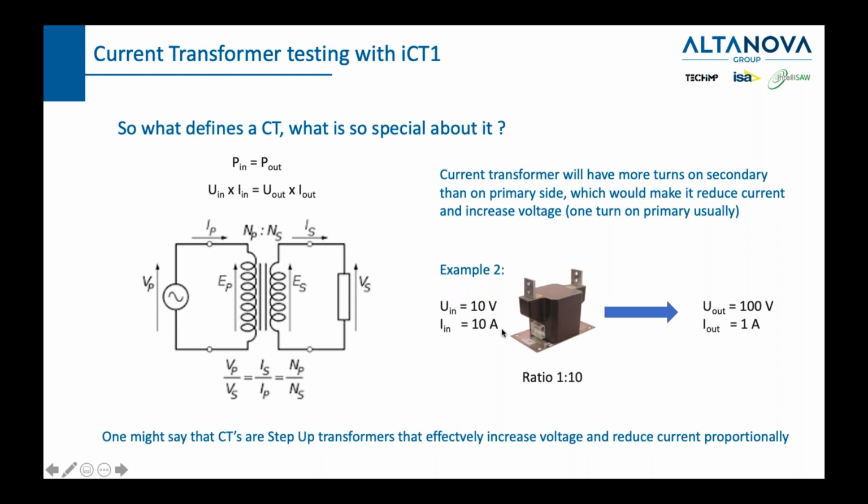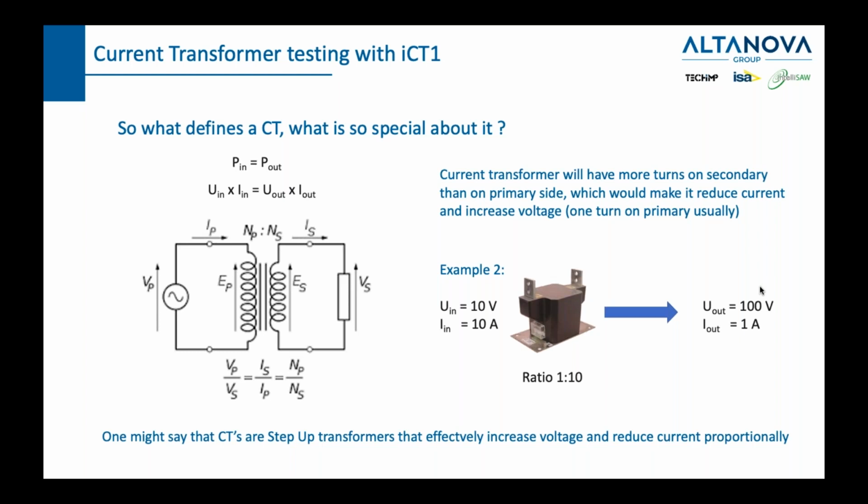And in this example too, if we have 10 volts in the primary and 10 amps on the primary, and we have a 10-to-1 ratio on the secondary, we will now boost the voltage. It will go up to 100 volts, and we will reduce the current, because if we multiply these two values and if we multiply these two values, we will get the same number, which will be 100. So one might say that CTs are step-up transformers that effectively increase voltage and reduce current proportionally.